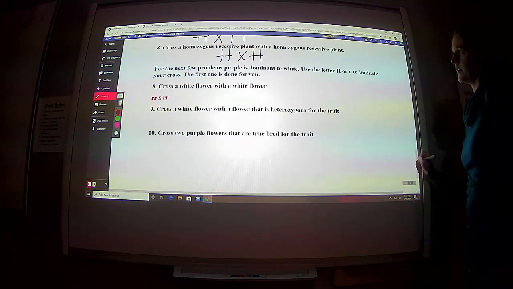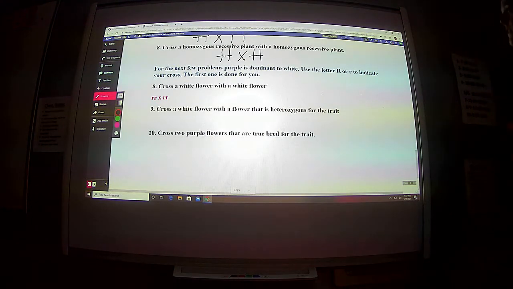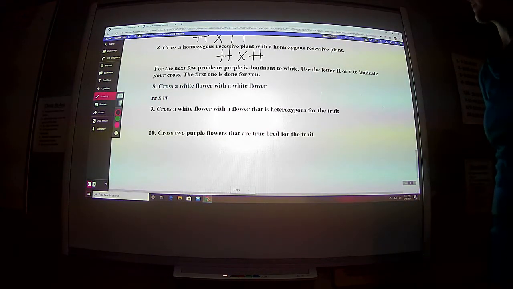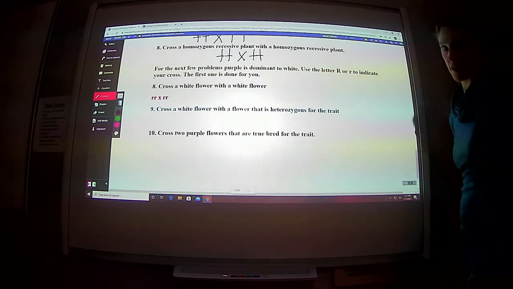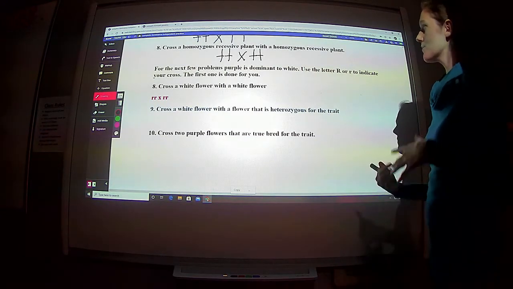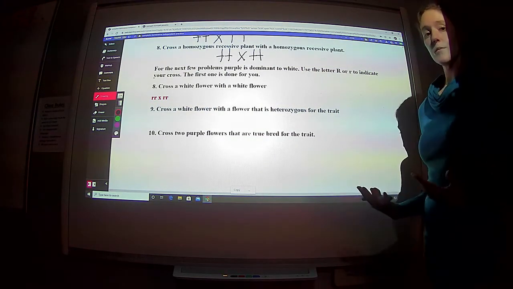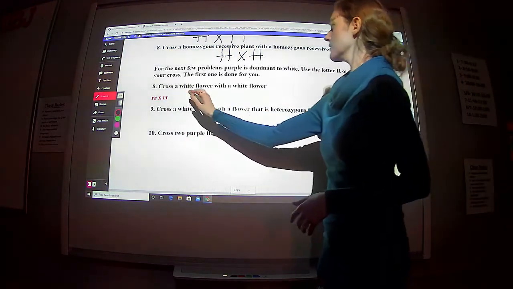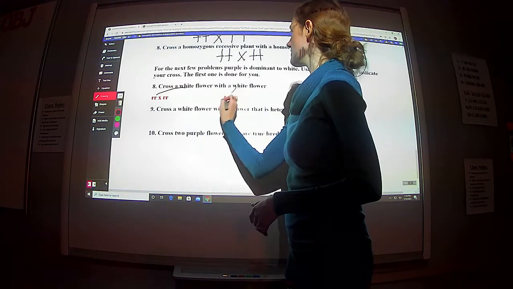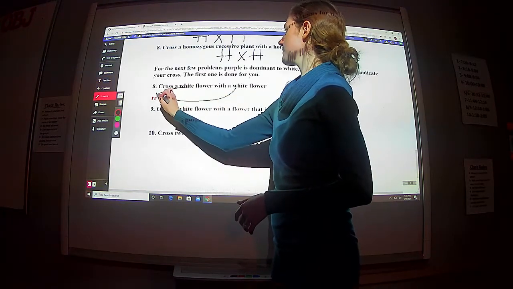And we've only got these last 2 problems to do. For the next 2 problems, purple is dominant to white. Use the letter R, or lowercase r, to indicate your cross. The first one is done for you. Cross a white flower with a white flower. So white is recessive. So that means in order to exhibit the recessive trait, you're going to have 2 lowercase r's. So here's my first white flower. Here's my second white flower.